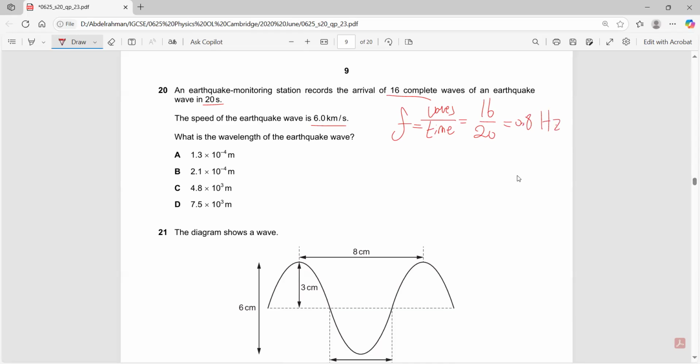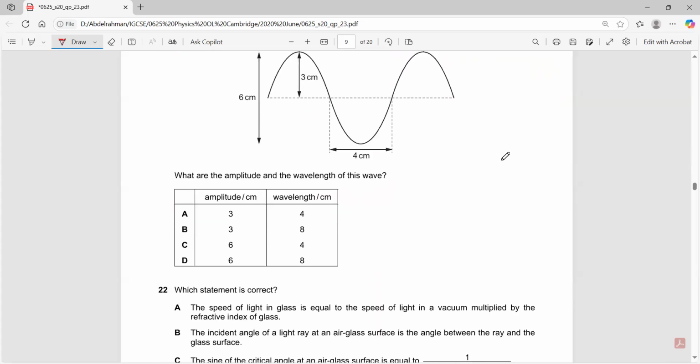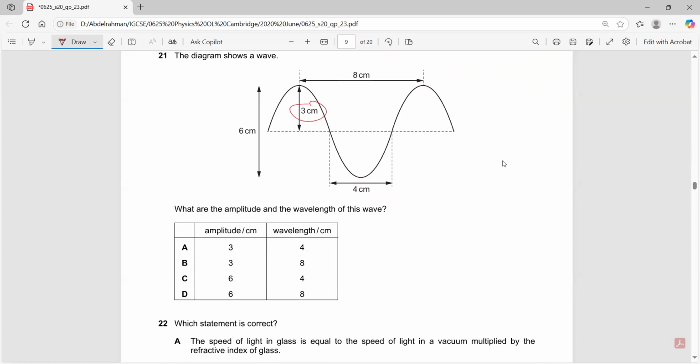The speed, you have to take care that the speed is 6 kilometers per second, meaning that it's 6,000 meters per second. To find the wavelength, it would be the speed over the frequency. 6,000 divided by 0.8, giving you 7,500. The amplitude of this wave is 3. The wavelength would be 8.